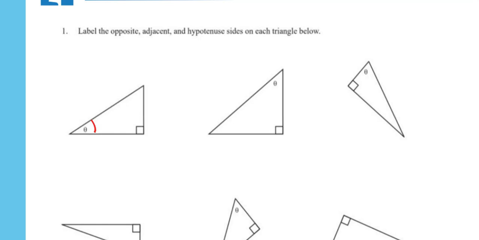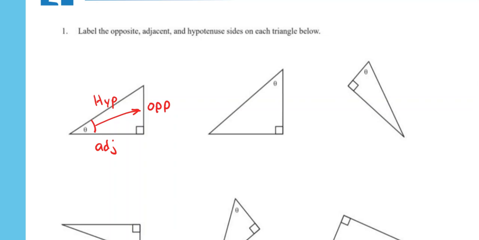All right, so I'm going to start with my opposite. That's on the opposite side of the angle, so this will be my opposite. My adjacent, what do you think? Bottom or top? Bottom, right? This will be my adjacent on this side. And this will be my hypotenuse. Oop, that was weird.